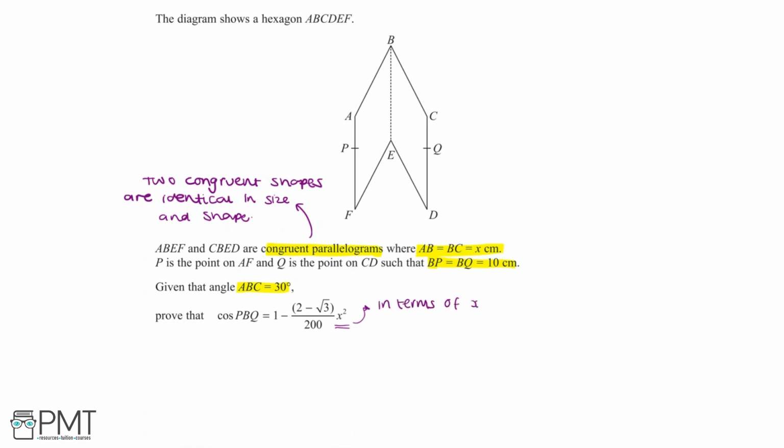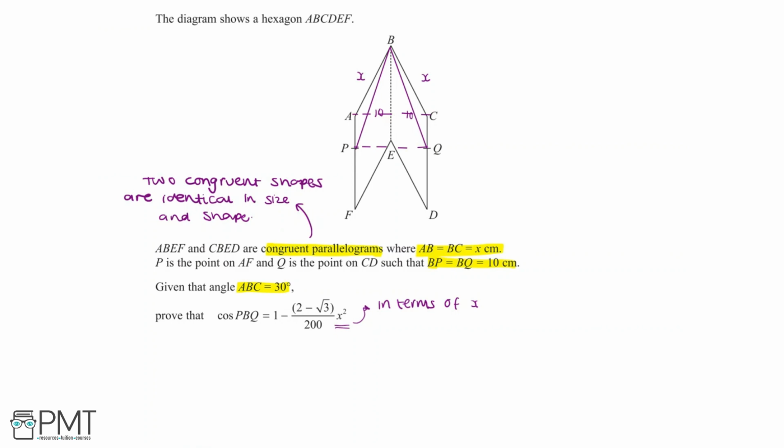And now we can start to layer up our diagram. AB equals BC equals x centimeters, and BP equals BQ equals 10 centimeters. Now another thing that we can note down is that the line AC is equal to the line PQ, and that's going to help us at a later stage.